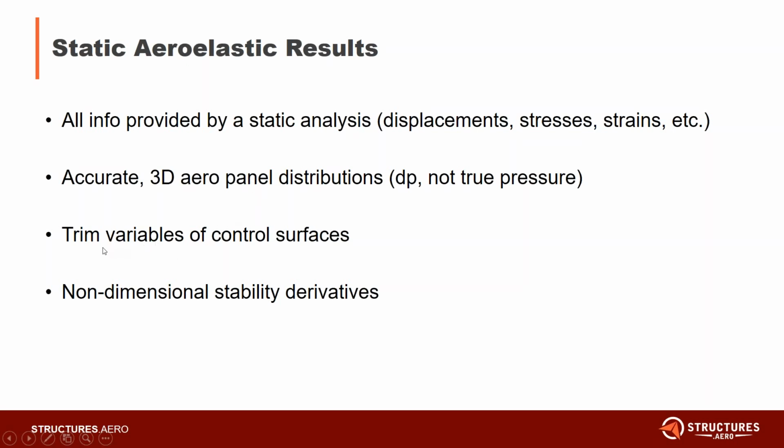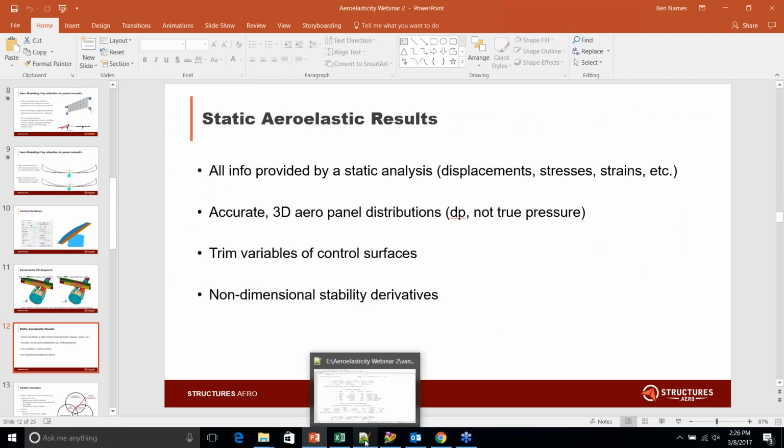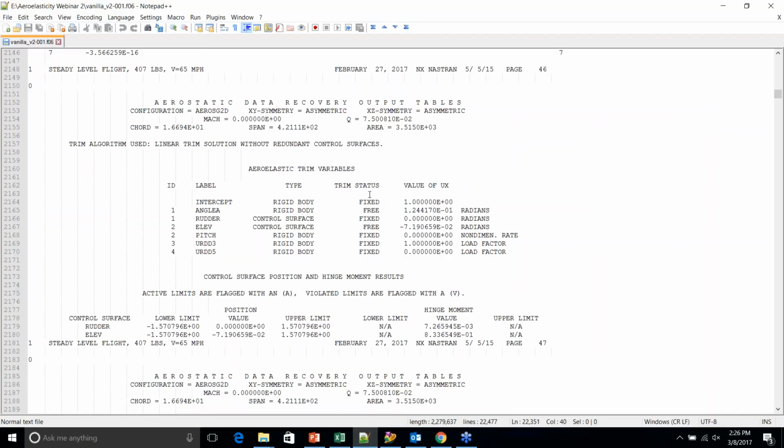And it trims your aircraft so it can tell us what our trim variables should be. In this case, it was our angle of attack and elevator deflection. And then finally, if you're interested, it also gives non-dimensional stability derivatives. So we are running a little short on time. I spent a little bit longer on that than I wanted. But I want to go over some of that.